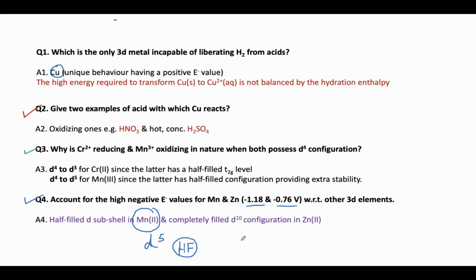In case of Zn, Zn2+ is the D10 configuration, which is completely filled. That's why in this case also, it does not want to break down its stable D10, that is the fully filled electronic configuration. So in both the cases, because they are D5 and D10, both are very stable electronic configurations, they do not want to come down to their metallic state. That's why they have these high negative E0 values. In manganese, it is minus 1.2. In case of zinc, it is almost minus 0.8.